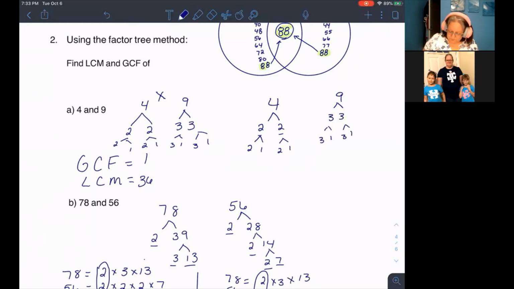This one was a little tricky because normally you wouldn't go all the way down to 1, but because they didn't have anything in common other than 1, that was the greatest common factor. Now the least common multiple for this one would be to multiply the 4 times 9, because they don't have anything in common. So 9 times 4 is 36.